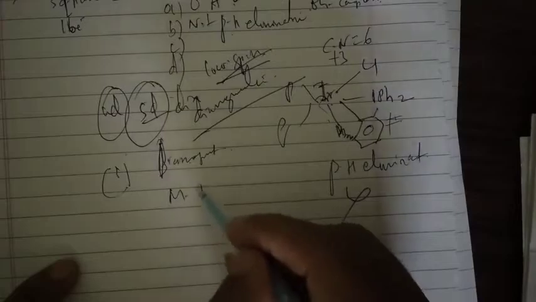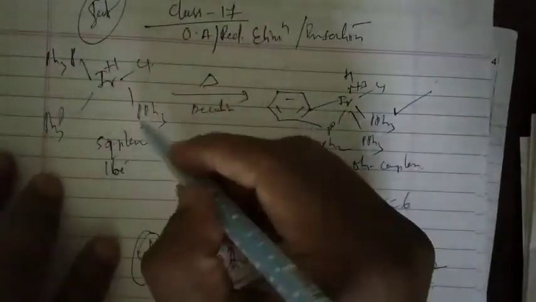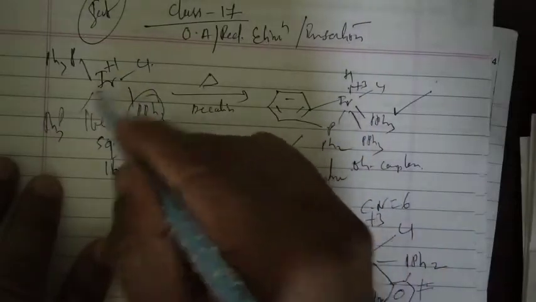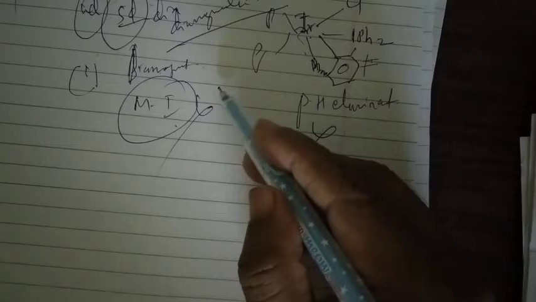One more: migratory insertion, whether it is a migratory insertion or not. For migratory insertion, the complex should be saturated, is it right? So you have to see this. This is a 16 electron complex. One of the favorable conditions for migratory insertion is that it should be saturated, that means 18 electron. But we have started with 16 electron, and there is no such dissociation in this case. So that's why this reaction is not a migratory insertion.